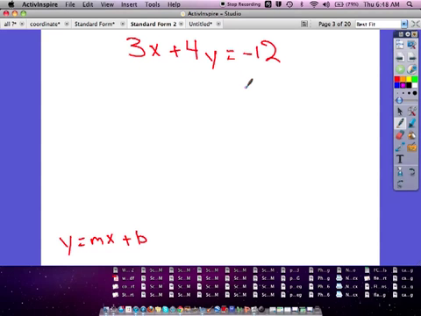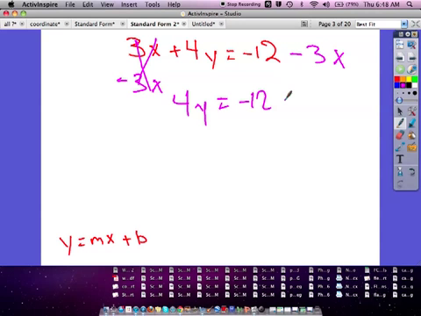Alright, so for this one we got to get y by itself, so I'm going to go through this pretty fast here. So we do minus 3x. We can do the minus 3x over here. So now I've got 4y equals negative 12 minus 3x. Next step, I would divide that by 4. And then I wanted to flip those around. I should have flipped those around to start with. Let's do that. Negative 3x minus 12.